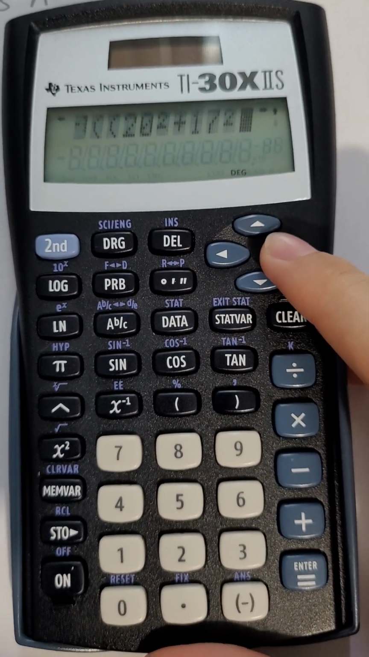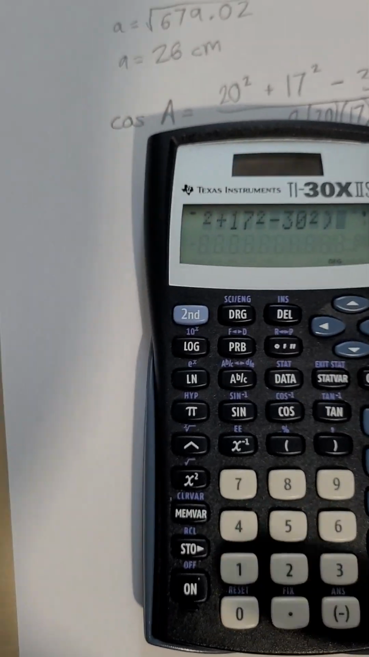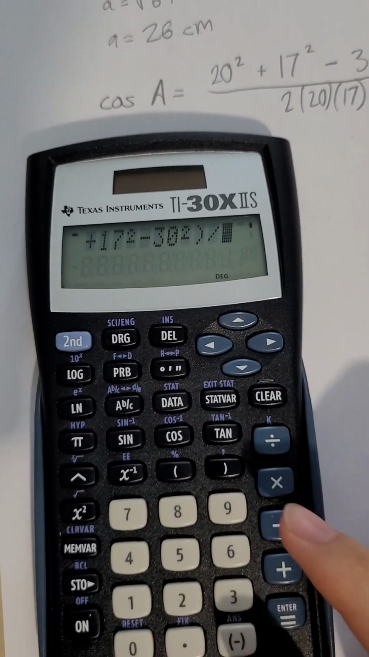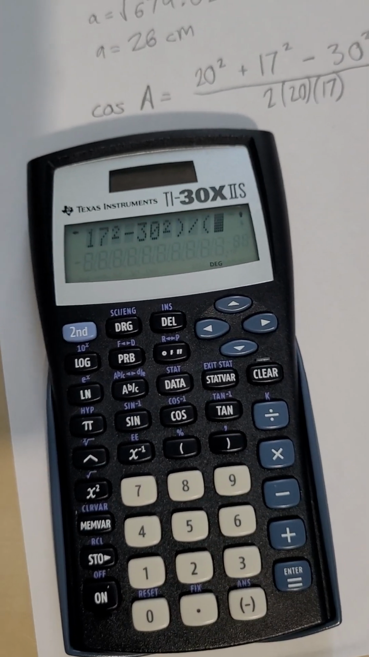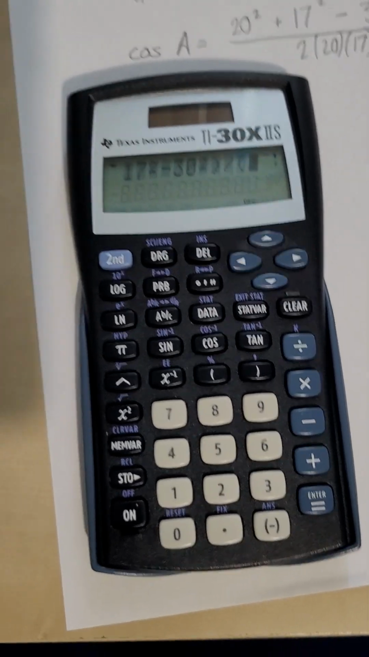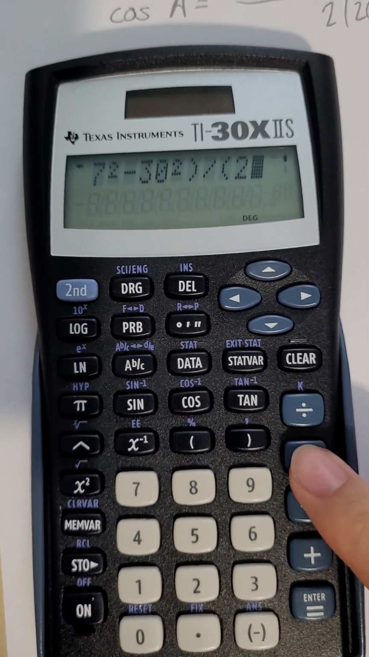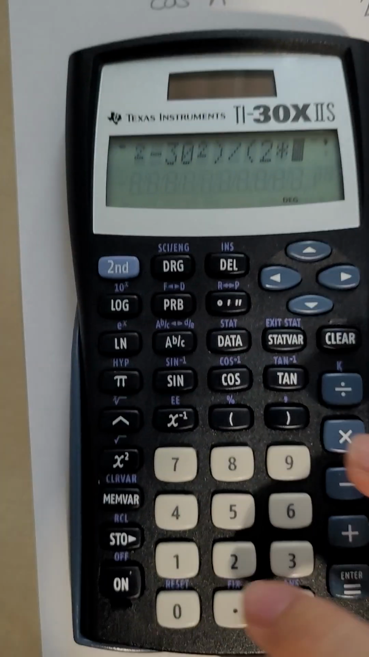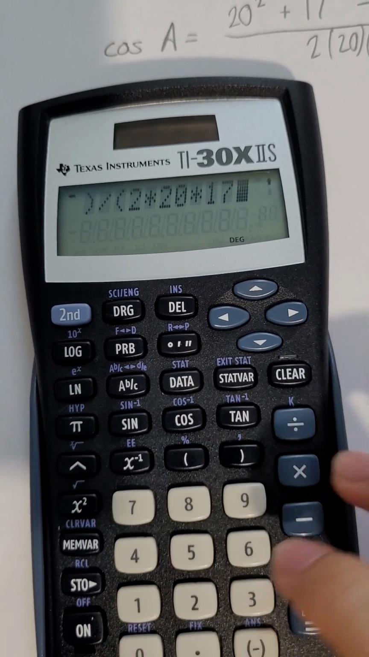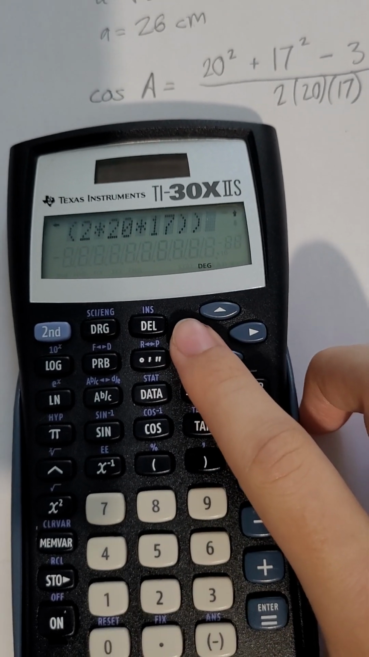Inverse cos of 20 squared plus 17 squared minus 30 squared. And then here at the end, we know that we have to divide by this. So we press the divide symbol, and then we start another bracket. Now this is really important, at least for this calculator, because it will not work if you don't put this bracket. So then we do 2 times 20, and then times 17. And then we do a bracket closing that off, and then another bracket closing the whole thing off.